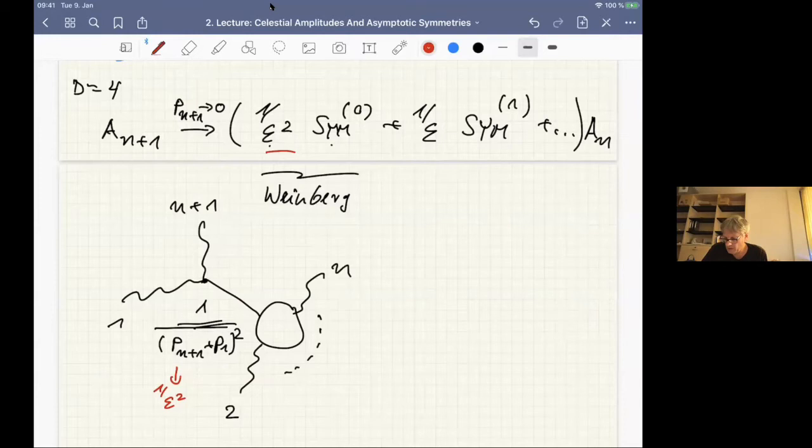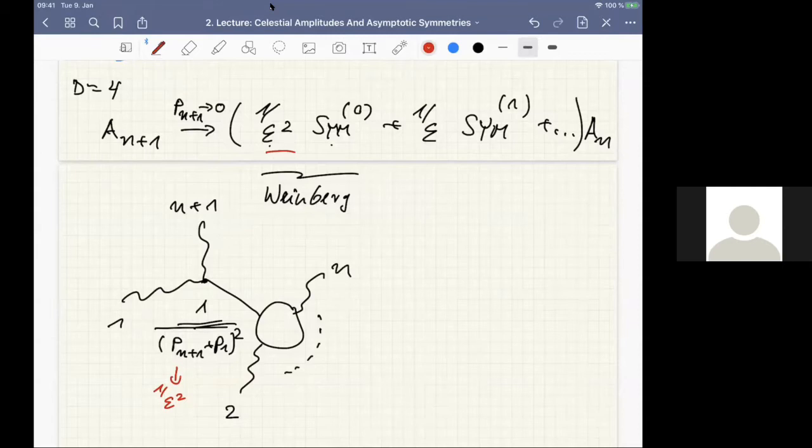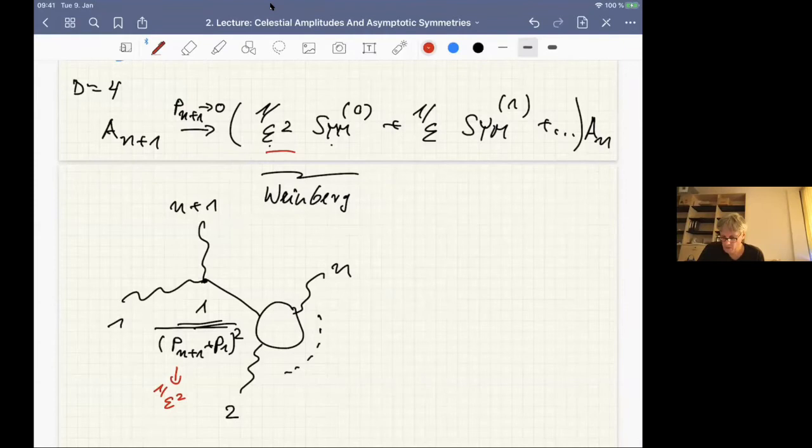So here epsilon is what? Energy of Pn plus 1? Epsilon is the energy of Pn plus 1. Yeah, you expand it, so Pn plus 1 goes to epsilon, and epsilon goes to 0, and then you get this power series, or this inverse power series expansion.